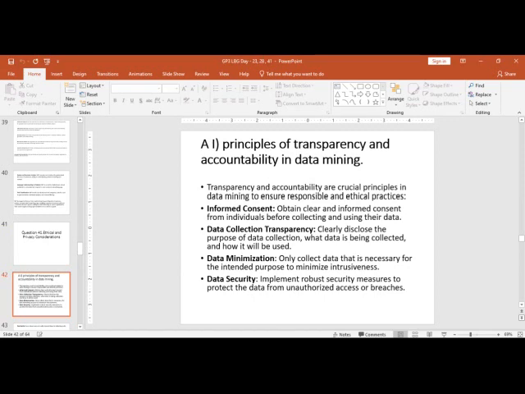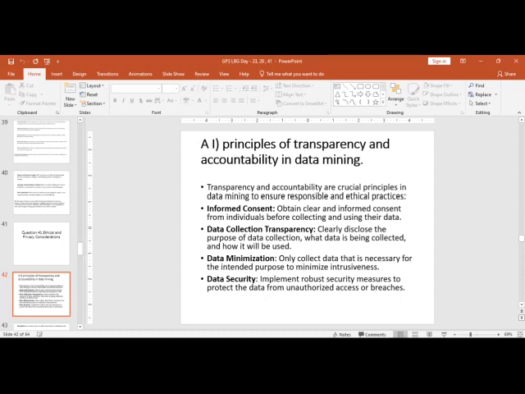You have to obtain clear and informed consent from individuals before collecting and using their data. Data collection transparency is required as you have to clearly disclose the purpose of collecting the data and how it will be used. Also, you have data minimization. Only collect data that is necessary for the intended purpose to minimize intrusiveness.